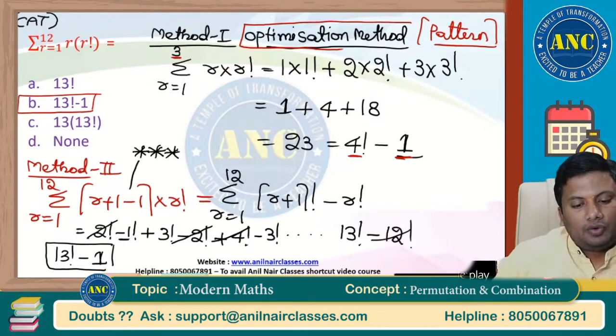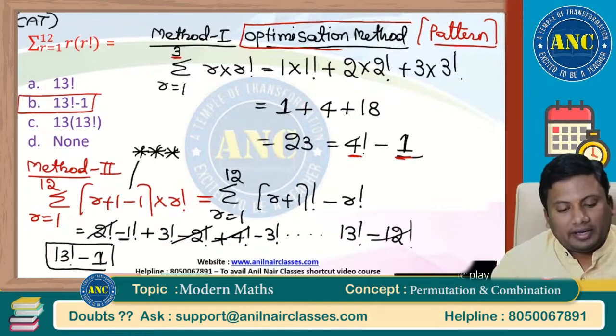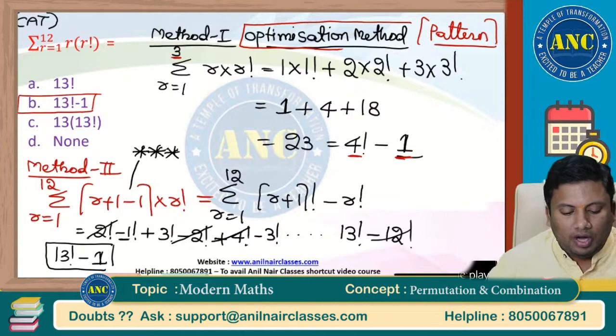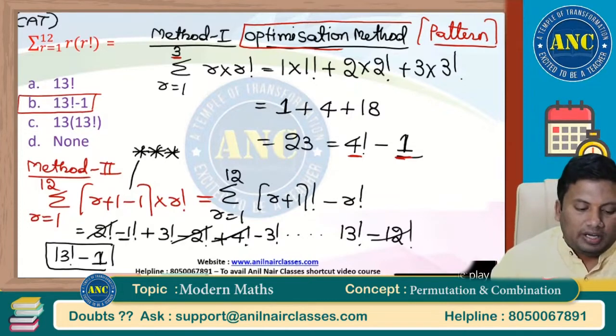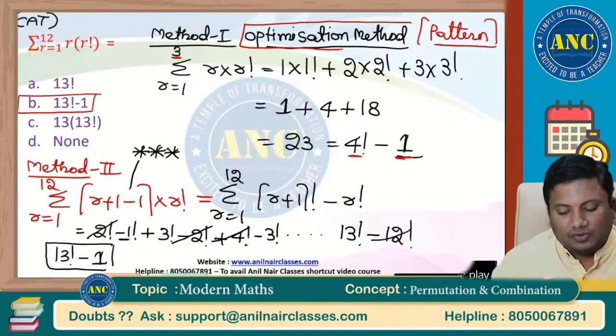Summation R equivalent to 1 to 12, R into R factorial. R can be written as R plus 1 minus 1, into R factorial. R plus 1 into R factorial is R plus 1 factorial minus R factorial. Keep on substituting the values.